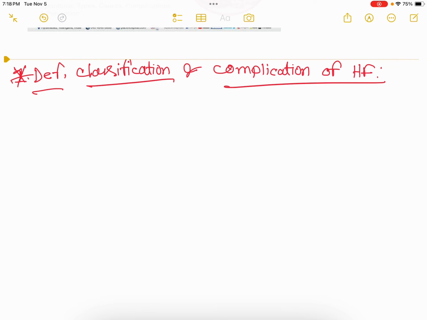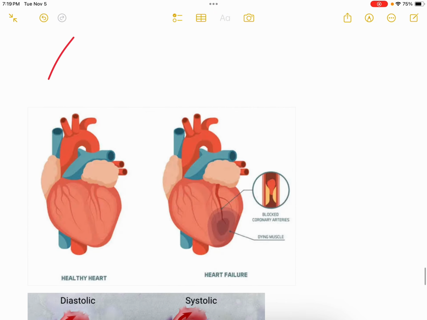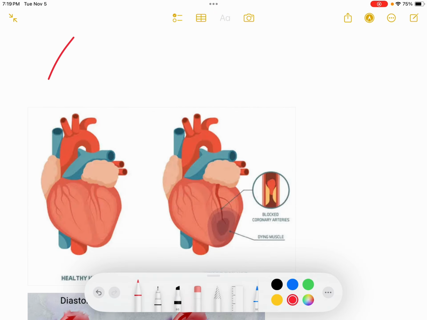Definition of heart failure. Heart failure describes the clinical syndrome that develops when the heart cannot maintain adequate output and does so only at the expense of elevated ventricular filling pressure. It is the clinical syndrome that develops when the heart cannot maintain adequate output.